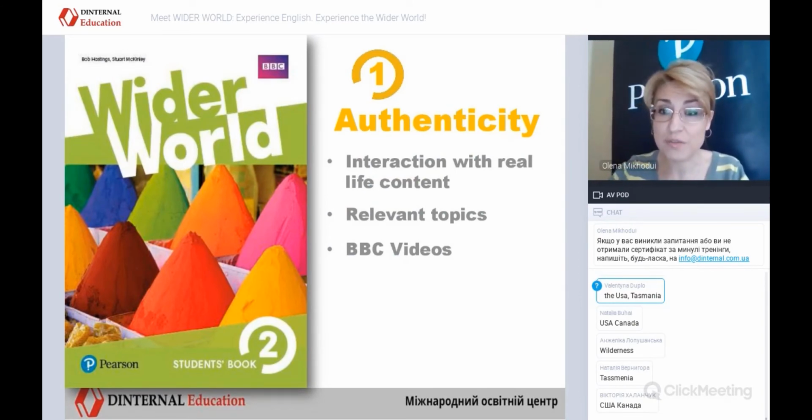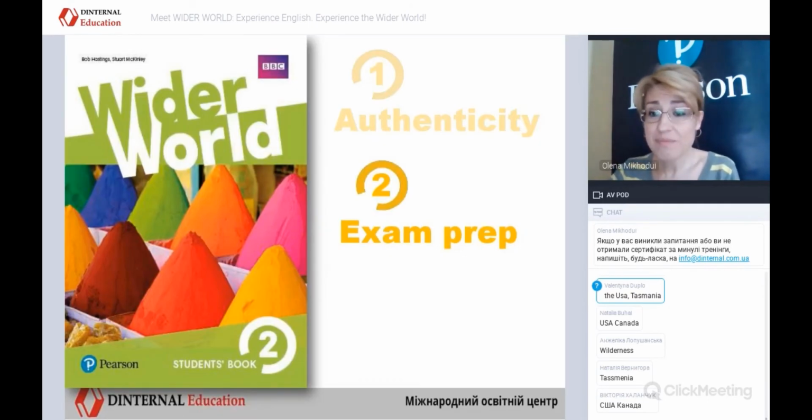Okay, so summing up, we've had a look at the first aspect of this resource which I find particularly important, especially when we speak about teaching modern teenagers, who aspire for more, who access information in a different way. So Wider World will be a perfect choice because it's really, really authentic. The second feature of this resource, which I want to talk about today, is exam preparation. It's something which we don't usually think about when we speak about a resource for the lower secondary sector.